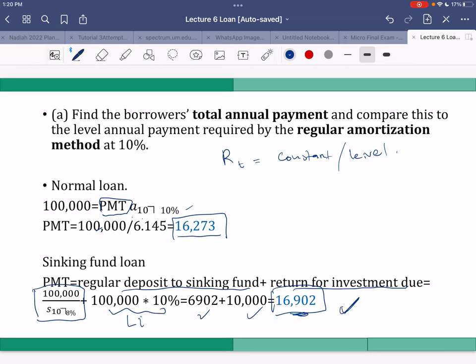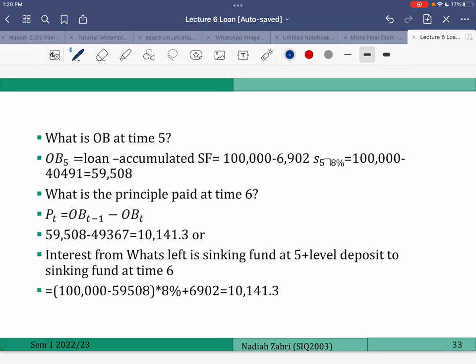Okay, what is the outstanding balance at time 5? Outstanding balance at time 5 is going to be the loan minus the accumulated amount in the sinking fund. The accumulated amount in the sinking fund is going to be the regular deposit to the sinking fund, accumulated over 5 years. So you calculate this, you get your outstanding balance at time 5. So what is the principal paid at time 6? Principal paid at time 6 is equal to outstanding balance at time 5 minus outstanding balance at time 6, right?